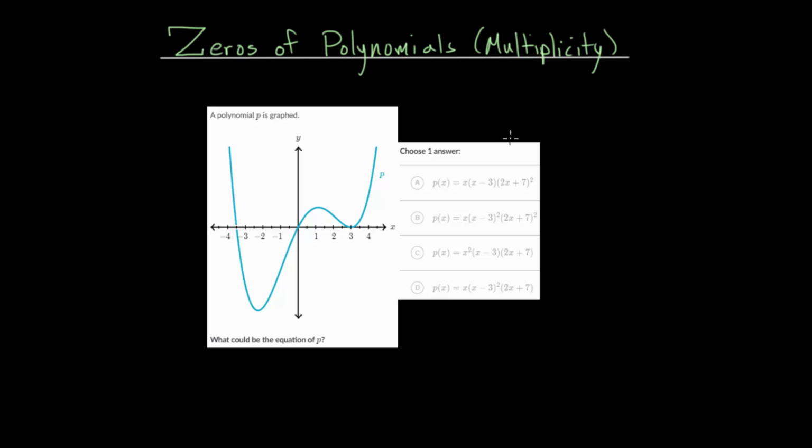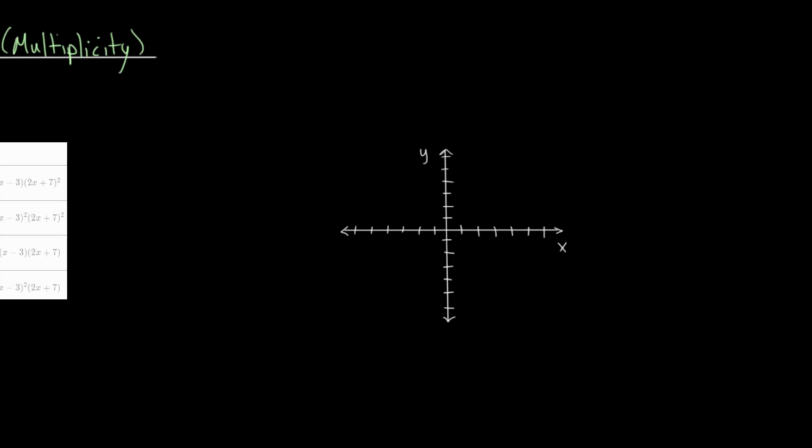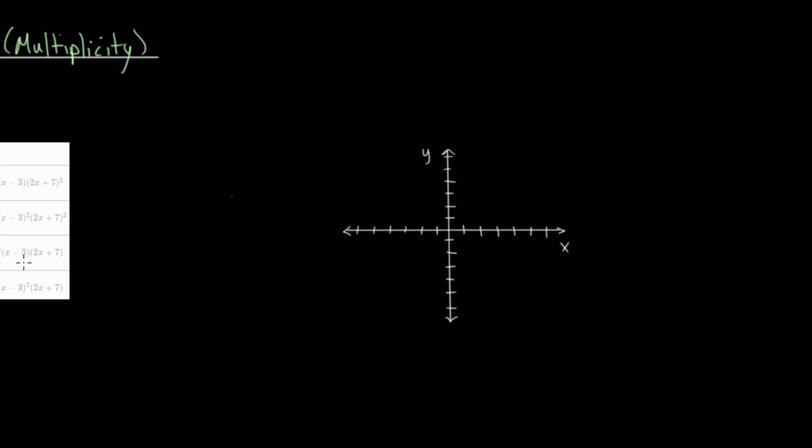In this video, I'd like to talk about the zeros of polynomials, specifically looking at a concept called multiplicity. And before we look at any of these example problems from the Khan Academy, let's look at our own example. So I've drawn this coordinate plane, but let me just create some type of polynomial function, and then we'll look at what the potential equation for that polynomial is, and we'll talk about what this idea of multiplicity is.